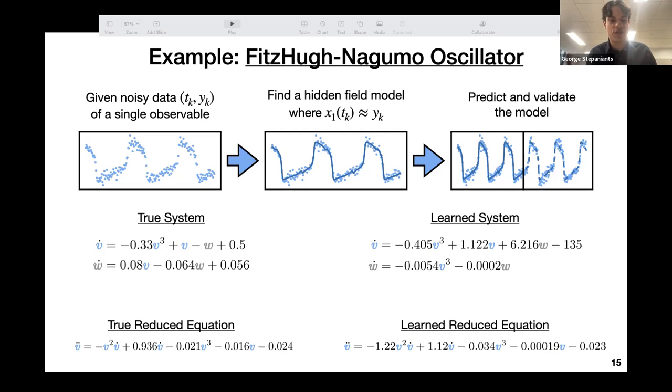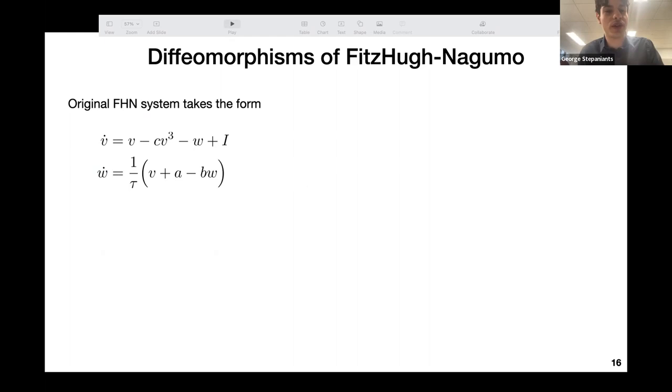So this completes the circle: we used this first order multivariate form to learn our model, but then we used this higher order representation to compare the model that we've learned to the ground truth that we expected to get. Okay, and there's actually another way to see that the model that we've learned is very close to the true FitzHugh-Nagumo system, and this is by showing that it's a diffeomorphism of the true FitzHugh-Nagumo coordinates. So what do I mean by this? Here's the general parametric form of the FitzHugh-Nagumo equations.